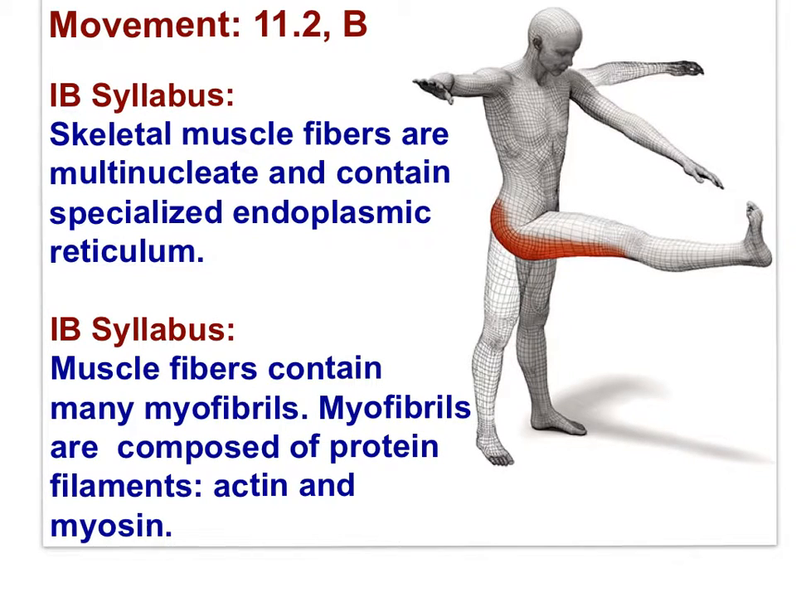Skeletal muscle fibers are multinucleate and contain specialized endoplasmic reticulum. You should remember from Part 3, Movement A, that a muscle fiber is synonymous with muscle cell. Muscle cells are multinucleate, and this is an exception to cell theory. Secondly, muscle fibers contain many myofibrils. Myofibrils are composed of protein filaments, known as actin and myosin.